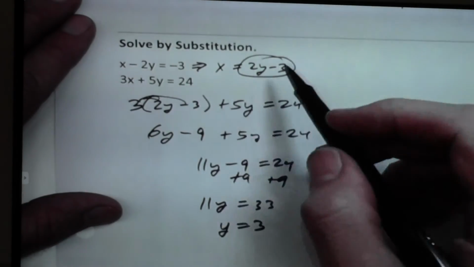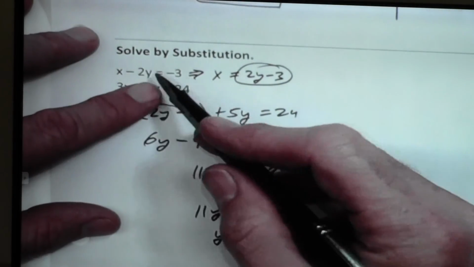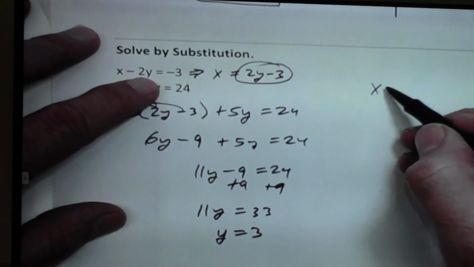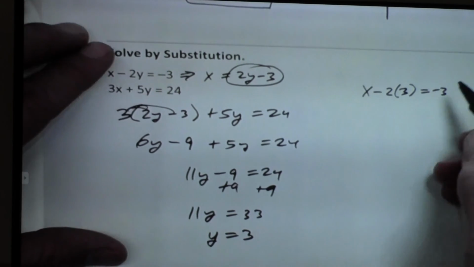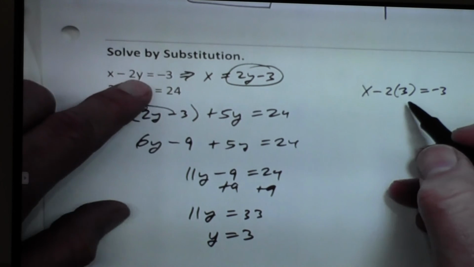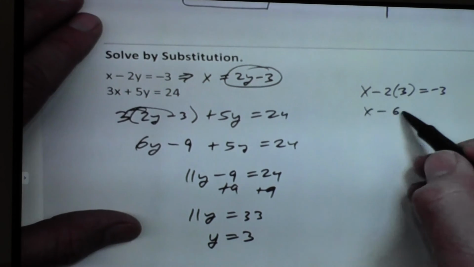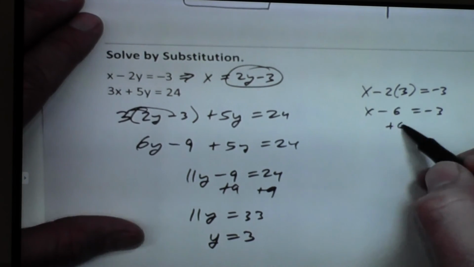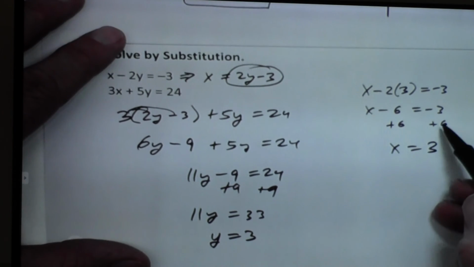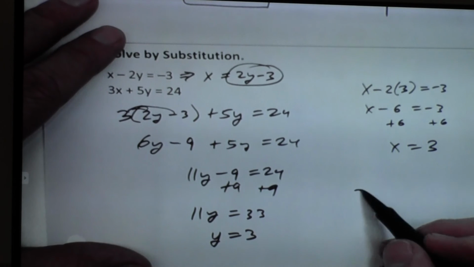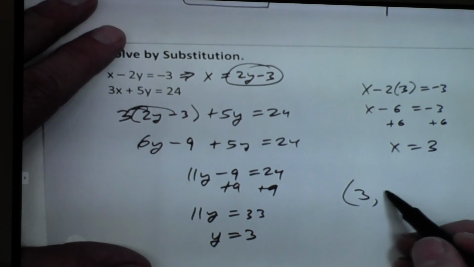And now we want to plug that back in. We should plug it into the original one of these, so I'll put it here. x minus 2 times 3 equals negative 3. Put it back in for that y. x minus 6 equals negative 3. We'll add 6, so x is equal to a positive 3. Negative 3 plus 6. So that x value comes first, then the y value.